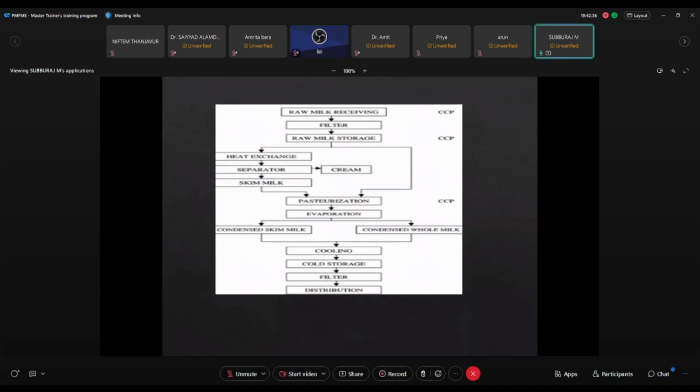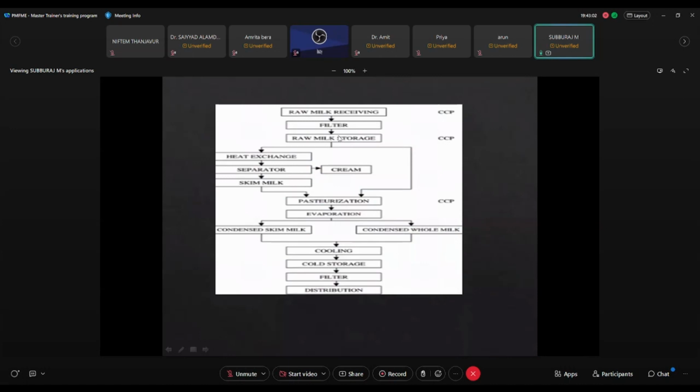So at raw material receiving, there is a possibility of physical, chemical and biological hazards. So this is a CCP. Physical hazards I remove by putting on a filter. Then raw milk storage is also a critical control point. What are the possibilities there? There is a possibility of chemical and biological hazards.